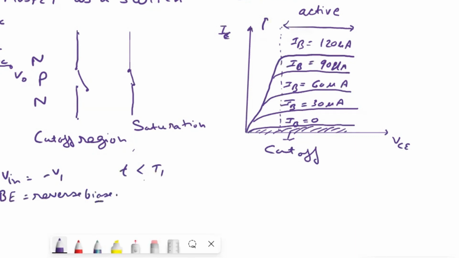This means that since it is reverse biased, the current IB is 0. We know the current IC is beta times IB. Since IB is close to 0, or for the ideal case let's say it's 0, then IC will also be 0, or rather very small.